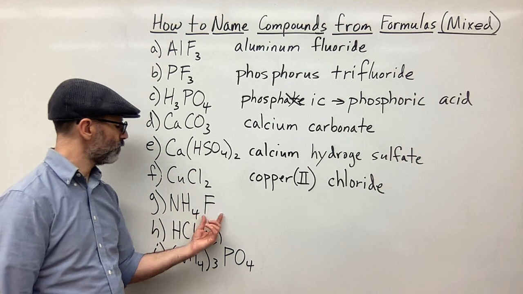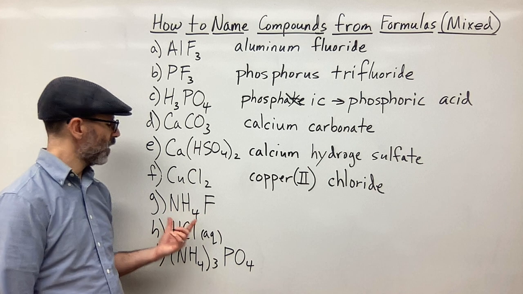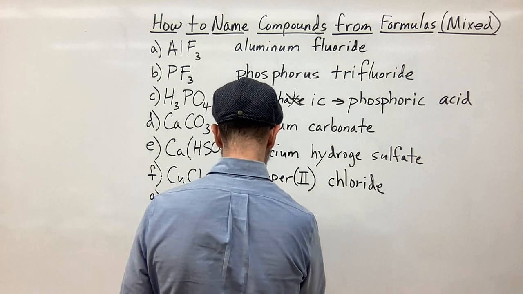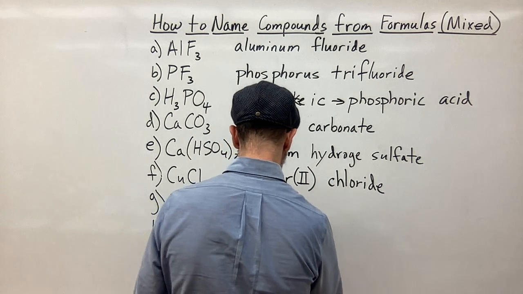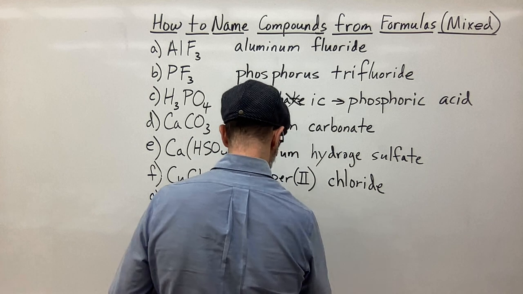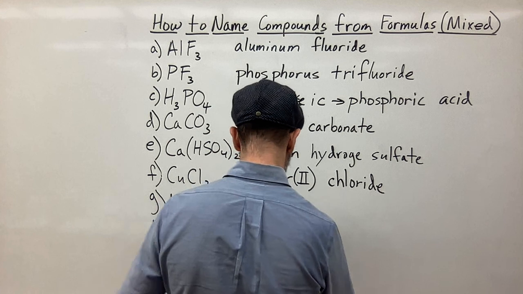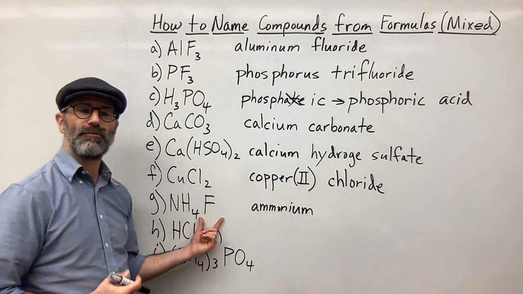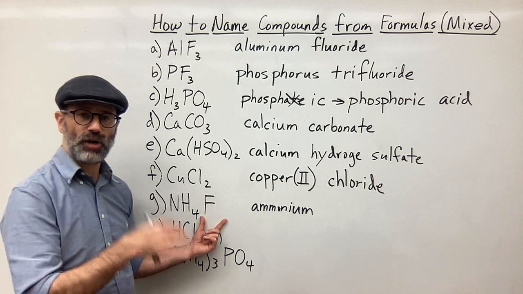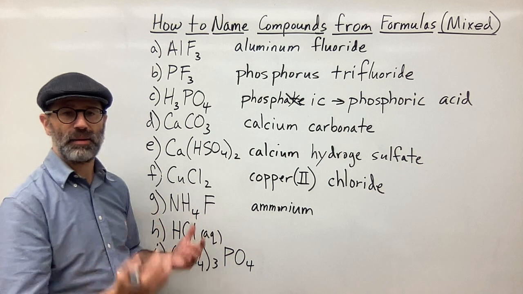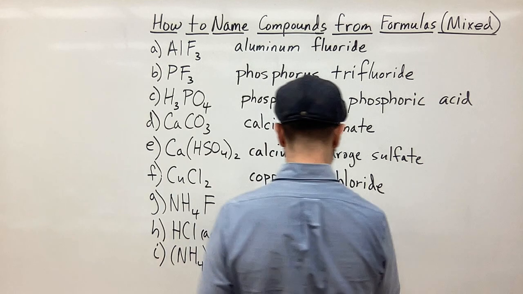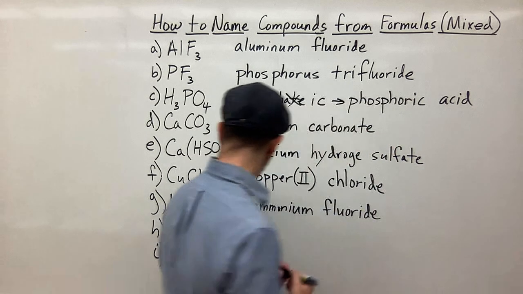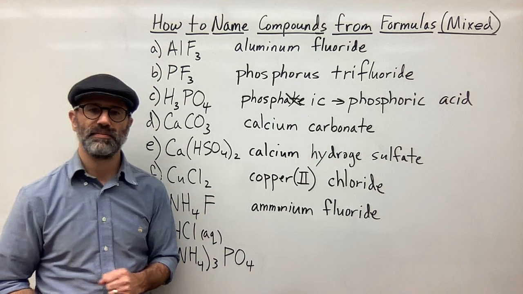So all we do is we figure out what the names of the ions are. NH4 plus, you should know, is ammonium. So that's the first part. Ammonium. And then we have fluorine here. Again, fluorine, you drop the ending, you add IDE, and it becomes fluoride. So this is ammonium fluoride.